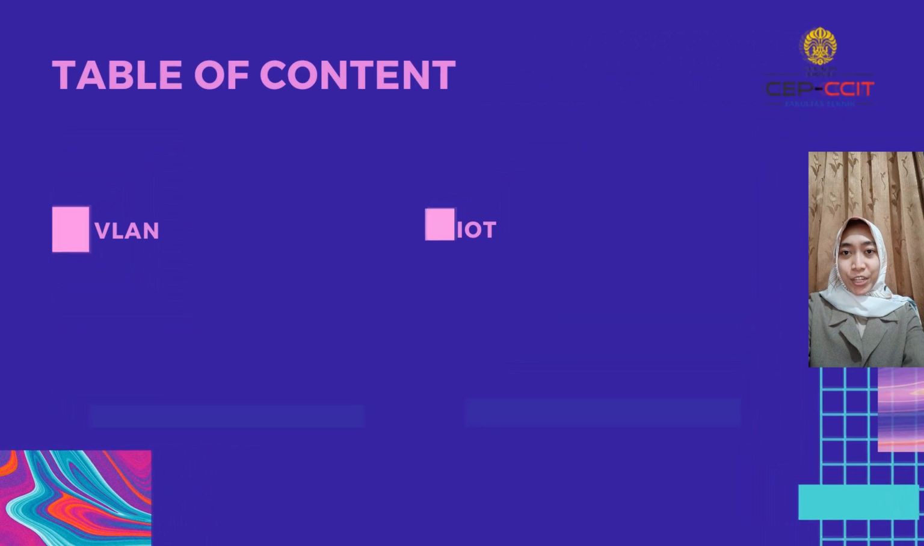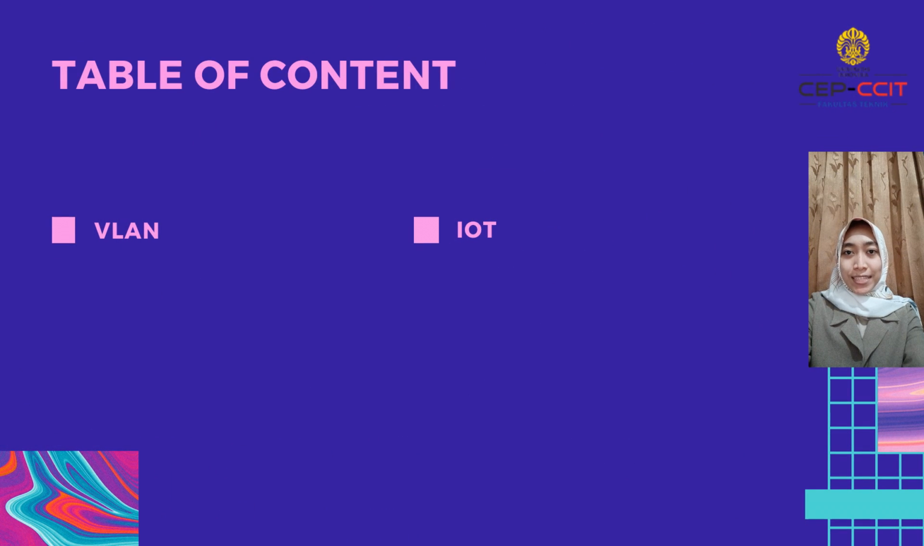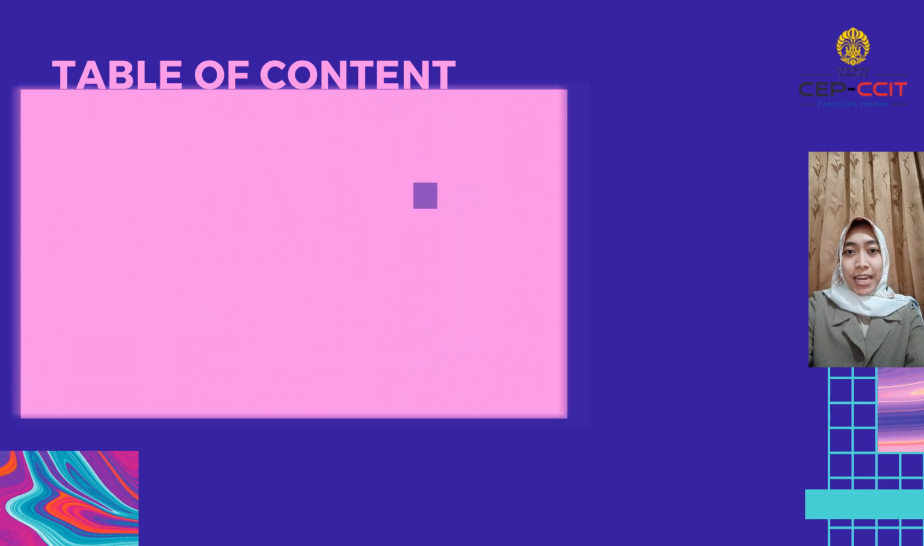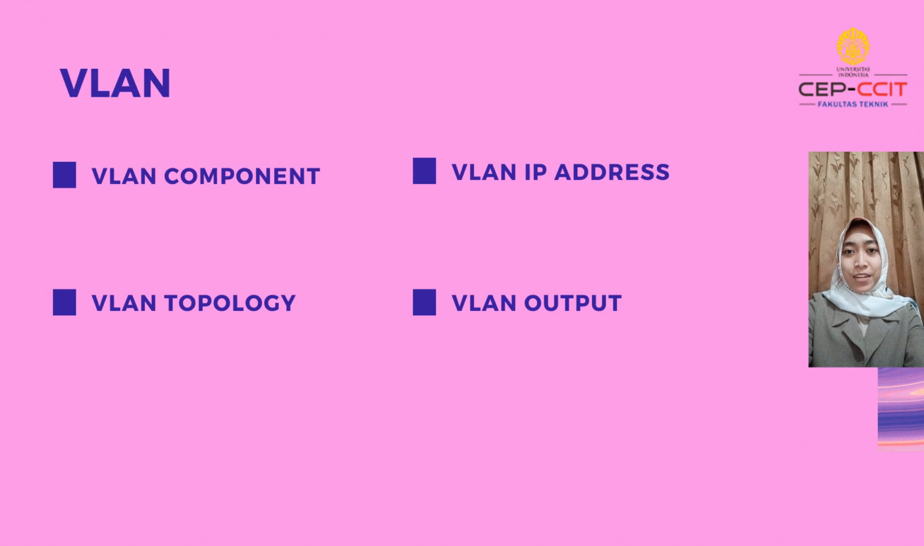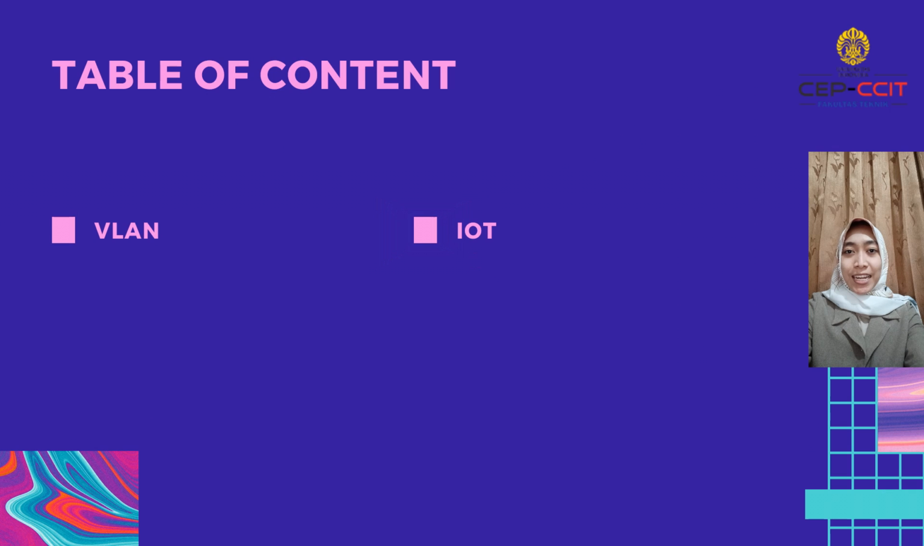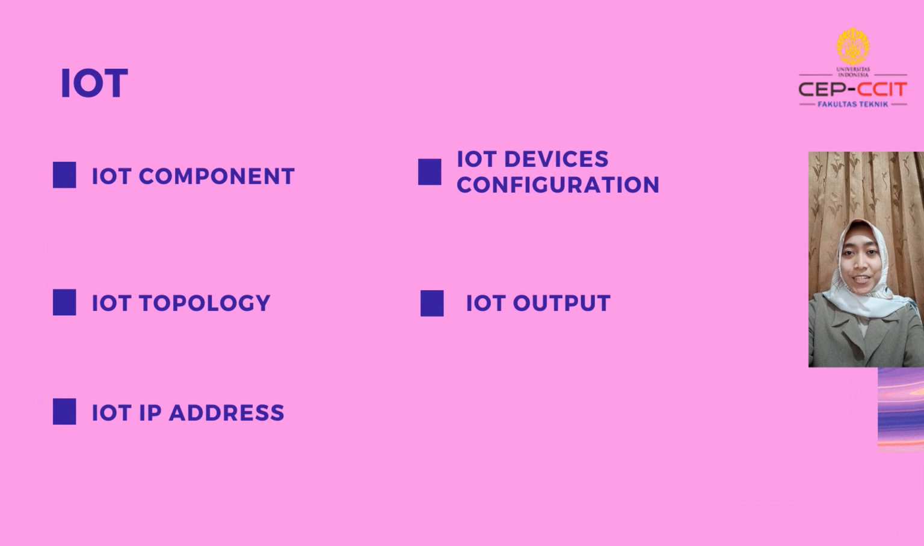This presentation has two contents that we will discuss: 1. VLAN and 2. IoT. In VLAN, we discuss the VLAN component, VLAN topology, VLAN IP address, and VLAN output. Then in IoT, we will discuss the IoT component, IoT topology, IoT IP address, IoT device configuration, and IoT output.